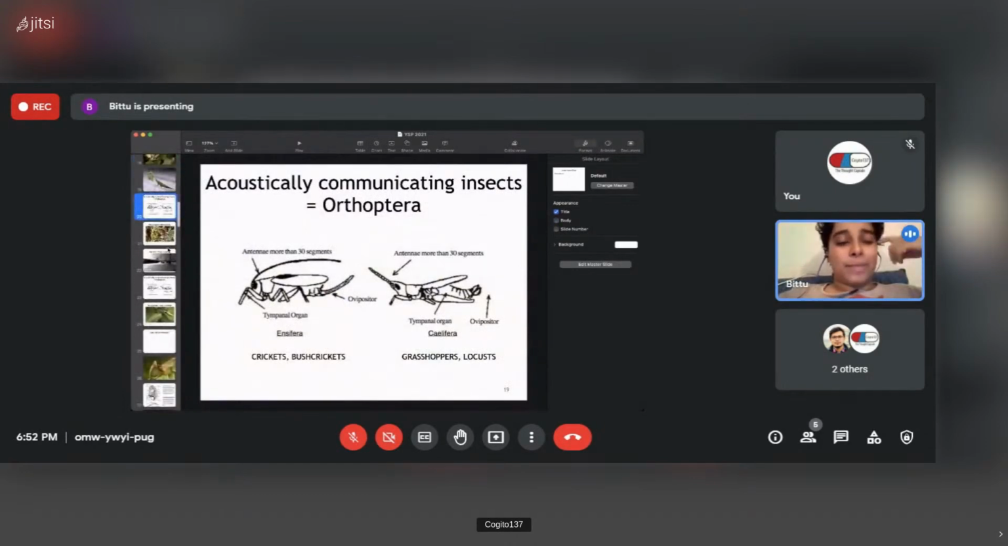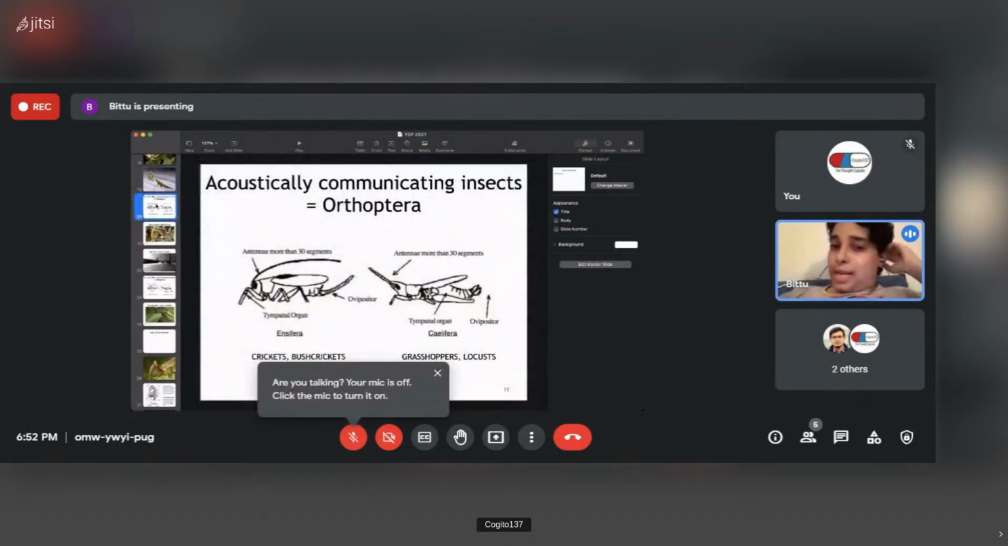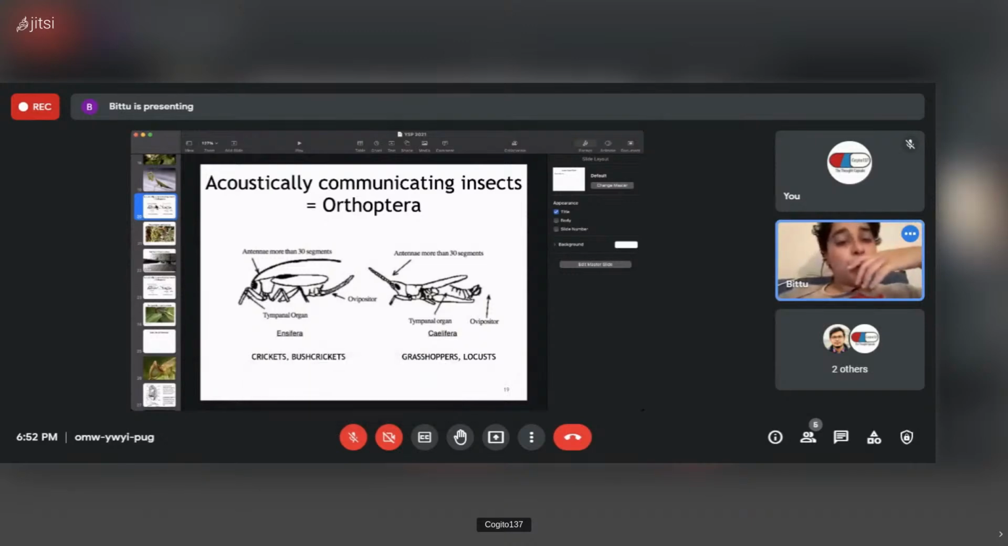showing you what some of my research is about. So I work on insects that communicate through sound. A large number of acoustically communicating insects are in the group Orthoptera. And Orthoptera basically means crickets, bush crickets, locusts, grasshoppers. Grasshoppers and locusts are one group, and crickets and bush crickets are another subgroup within Orthoptera.